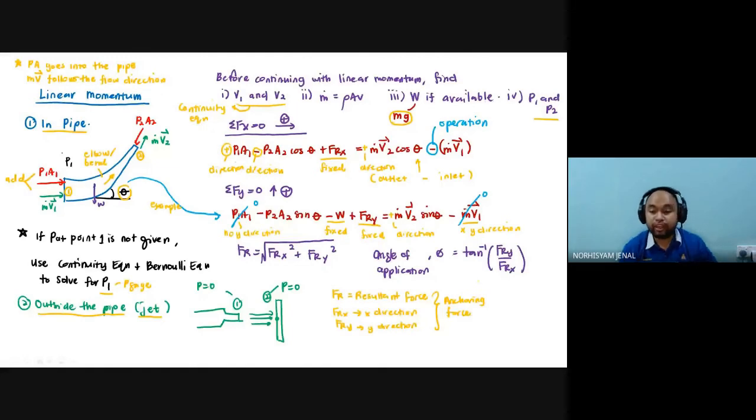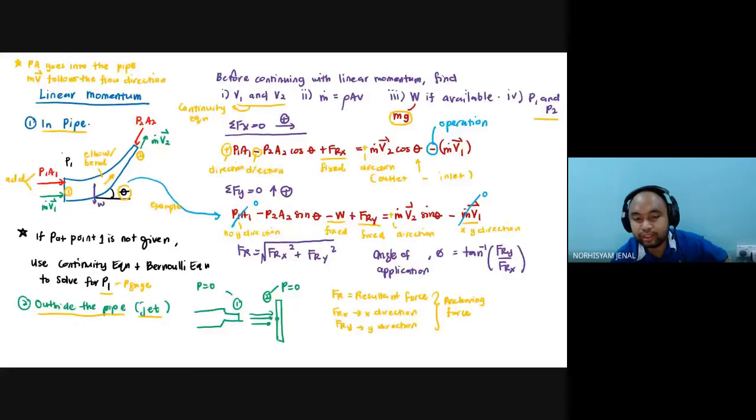If you have anchoring force in the x and y direction, you have to show them separately. But in order for you to find Fr, you need to show Frx and Fry. So to find Fr, everything should be done like this, and then you find Fr through this equation: Frx squared plus Fry squared, and square root of it, right? The angle of application, I put phi or theta, is just inverse tan of Fry over Frx.